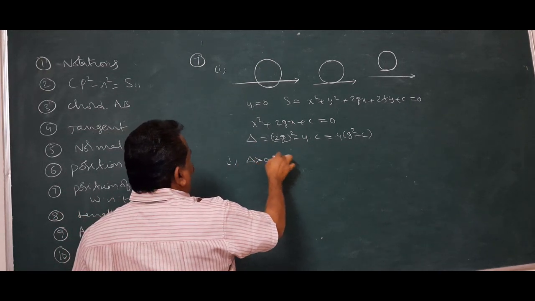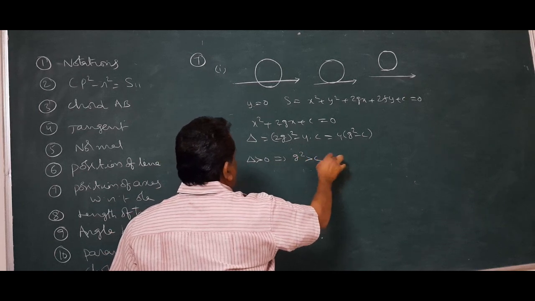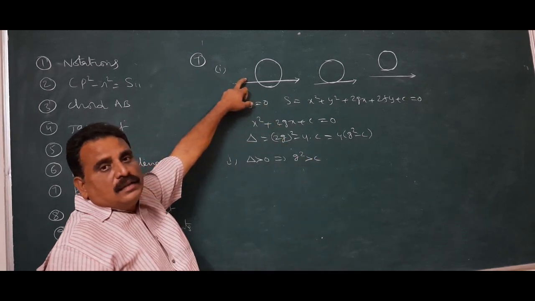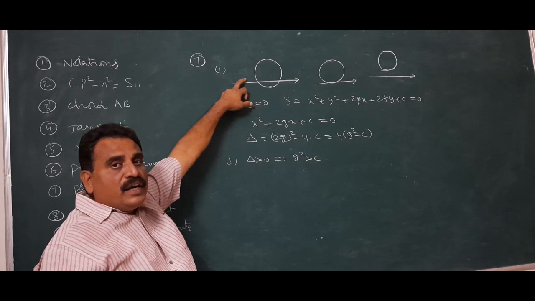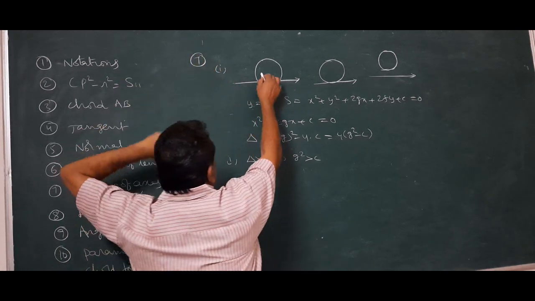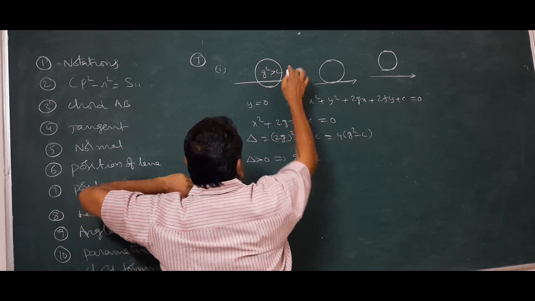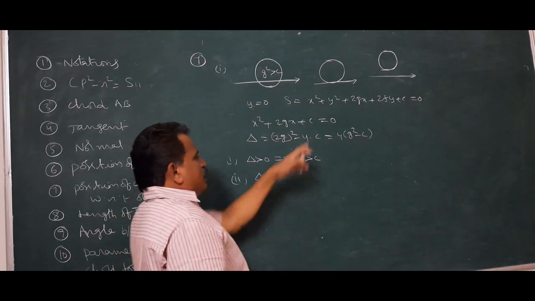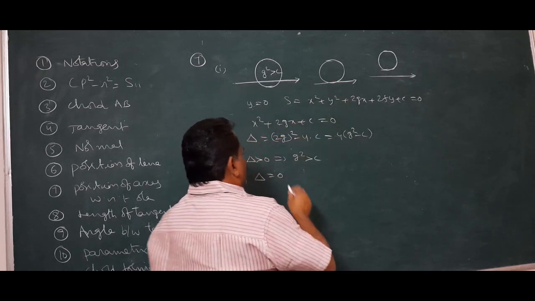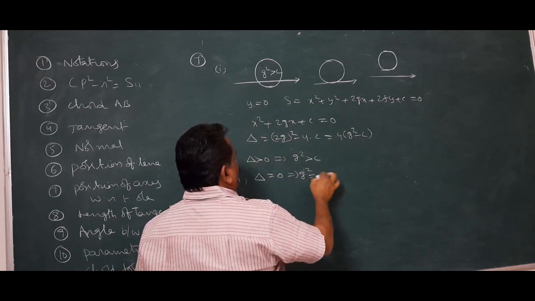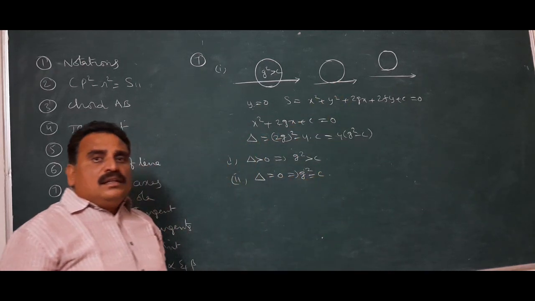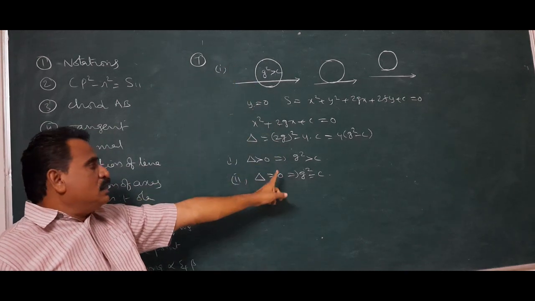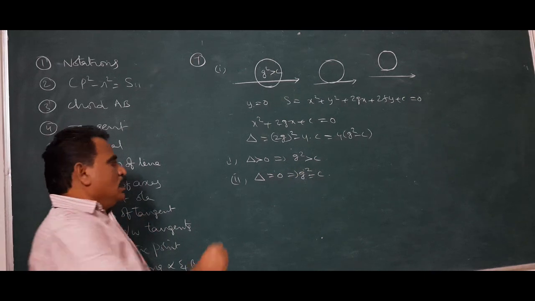First point. Delta greater than 0 implies g square is greater than c. Then the x-axis cuts the circle in two different points. So the condition is g square greater than c. Second, delta equal to 0. That means two roots are equal. In that case, g square equal to c. The condition that the circle touches the x-axis is g square equal to c.